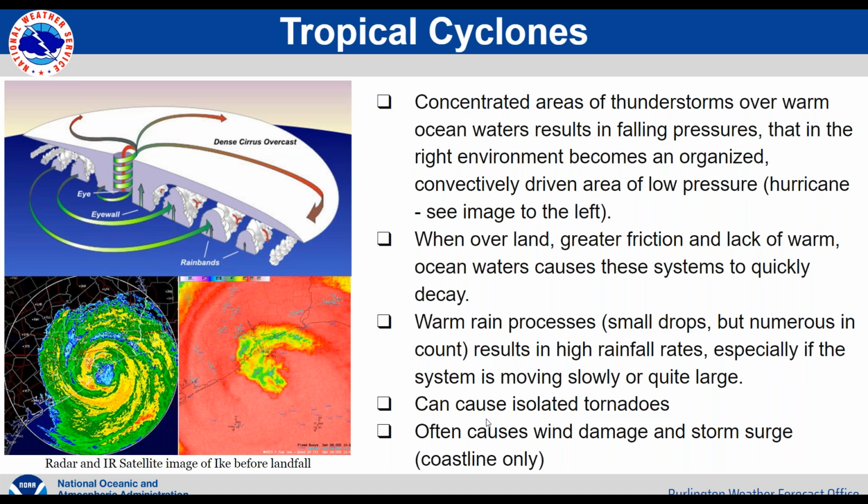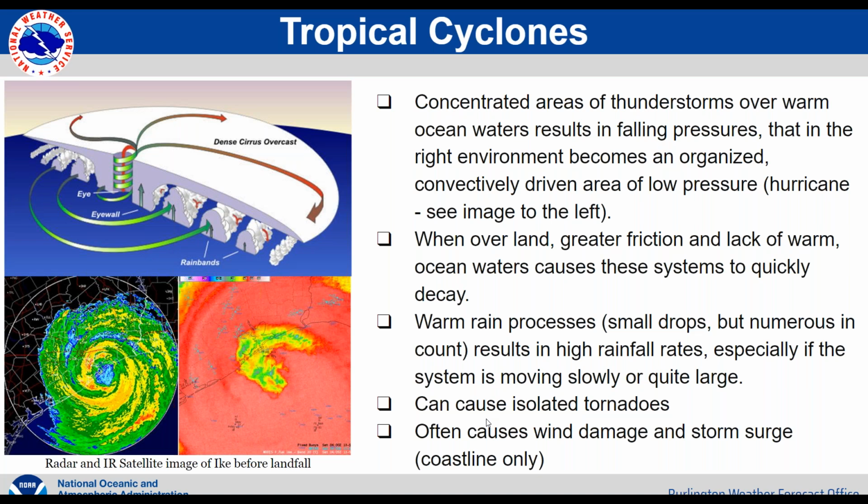And of course, on a grander scale, you have tropical cyclones that are concentrated areas of thunderstorms over warm ocean waters that produce falling pressures that in the right environment become more organized. They need that warm ocean water, so as soon as they hit land, the greater friction and the lack of that warm ocean water that's their energy source causes them to rapidly decay.